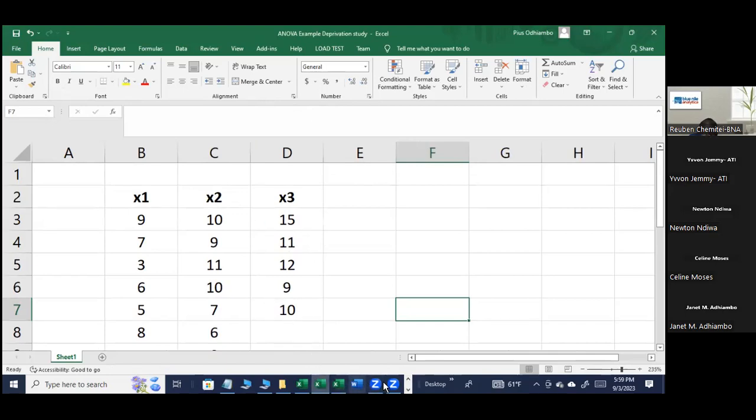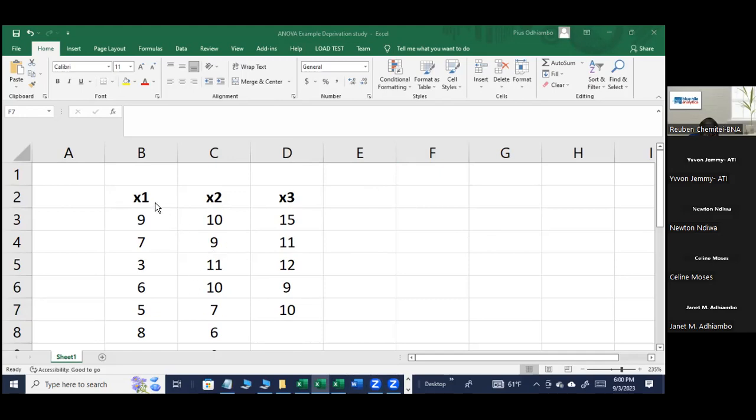Maybe you can confirm to me if you are able to see some data which I've typed in Excel, the anxiety levels. If you are able to see, type yes in the chat so that I'm sure you are able to see. Yes, Janet, thank you very much. Someone else who is able to see? Yes, Celine, Moses, thank you very much. So that's a confirmation that we are able to see.